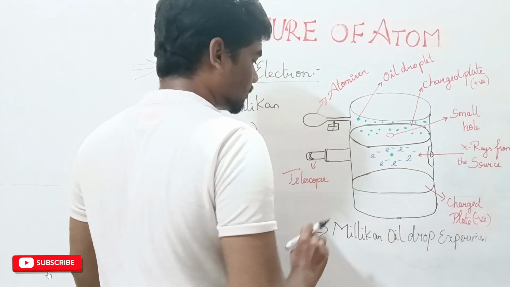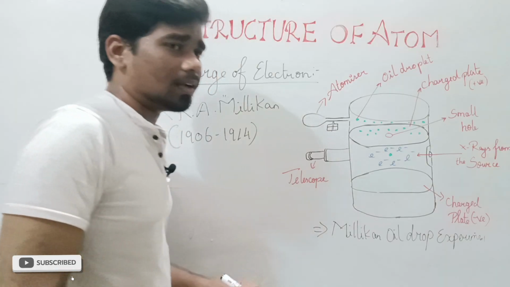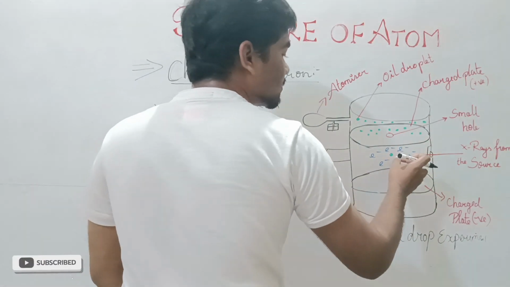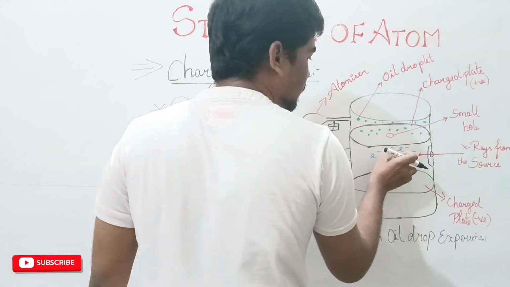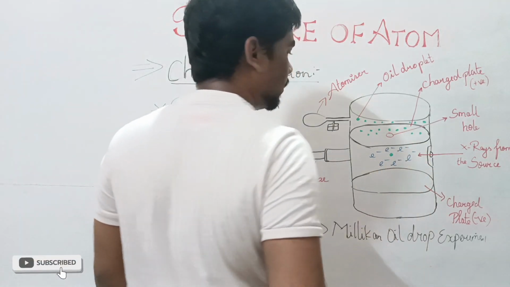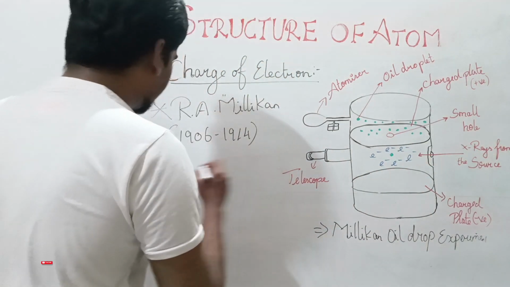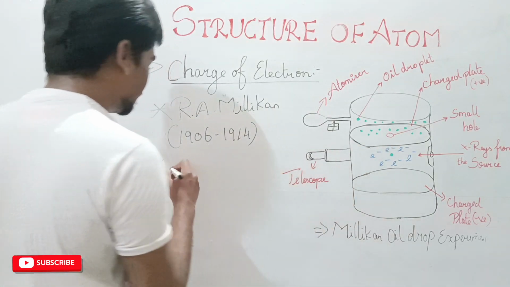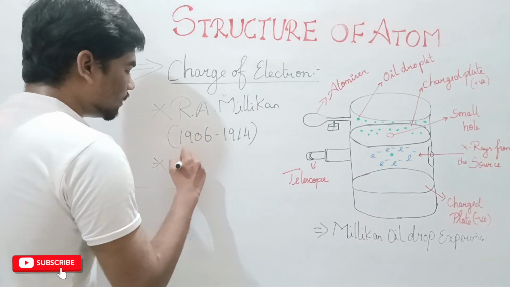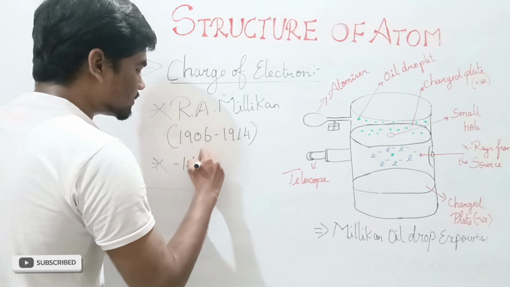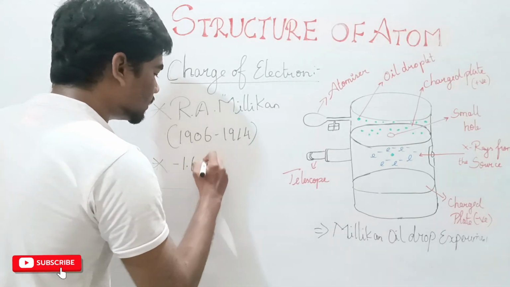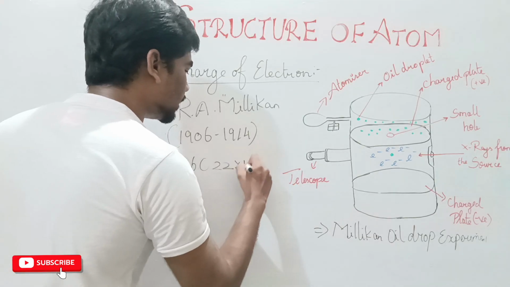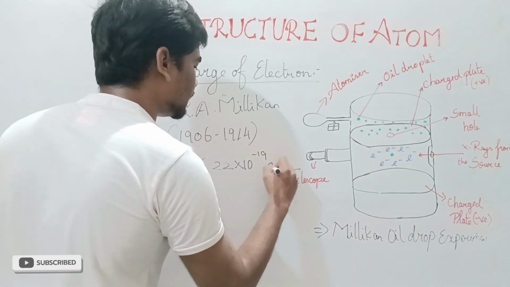With the telescope, he can find how many charges, or how many electrons, are attached to this oil droplet, and he found that the smallest charge attached to this oil particle is 1.60 into 10 to the power minus 19 coulomb.